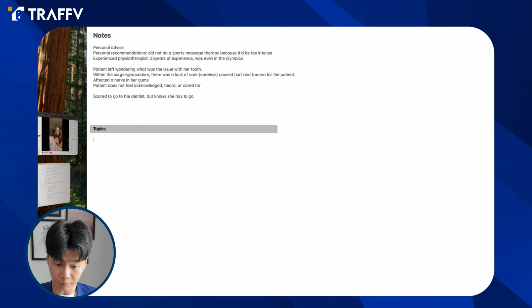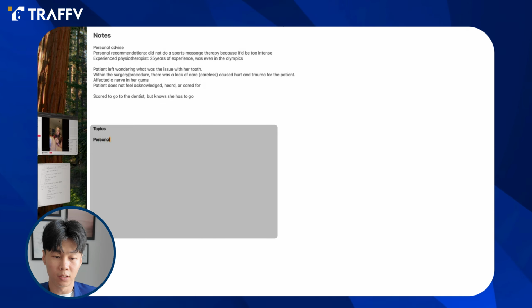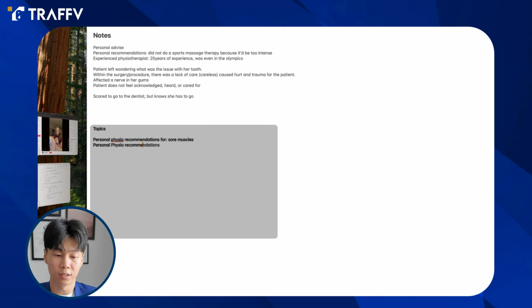So for example, obviously I'm not a physiotherapist, but looking at this, you can see the experience of the patient, that he mentions that recommendations were given to him based on what he was feeling at a point in time. The topics that you can create are personal physio recommendations for, let's say, sore muscles, or personal physio recommendations when you have ankle problems.